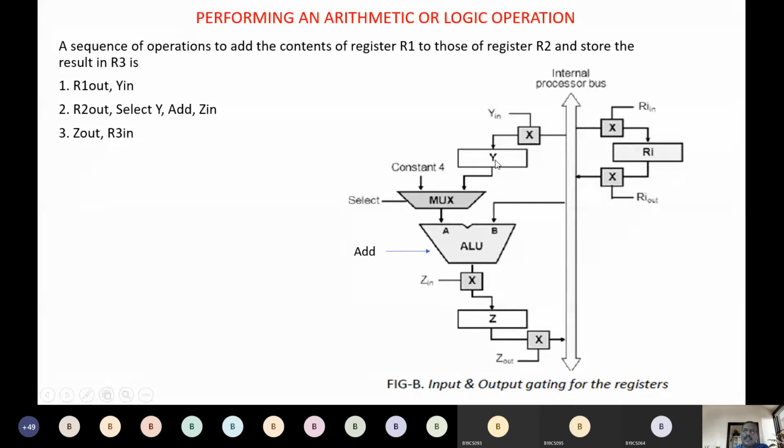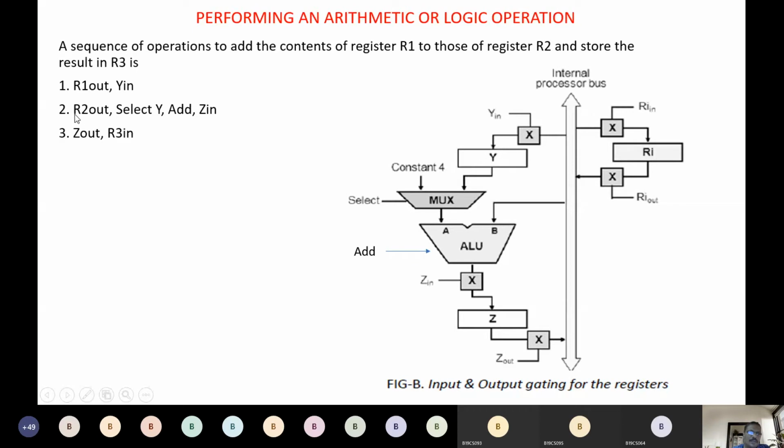So now we have data in the Y register. Where did we get the data? From R1. How did we get it from R1 to Y? This is the instruction. R1 out means the data from R1 gets onto the internal processor bus. Y in means data from this bus is kept into Y because Y in is made 1. So Y in is made 1 and data flows to Y. Now Y has data from the R1 register with this first instruction.